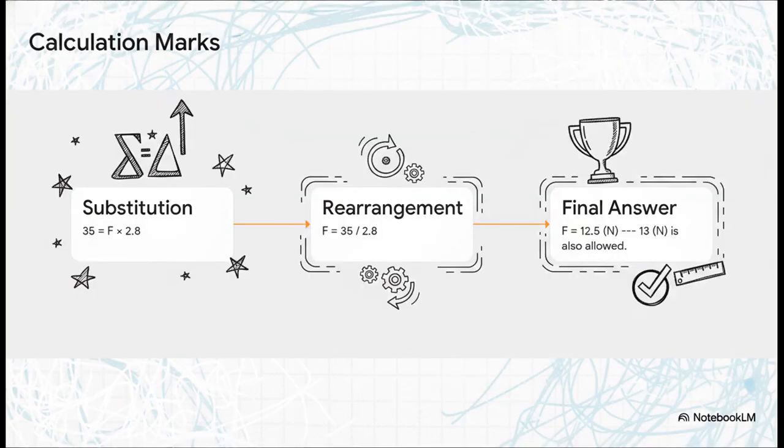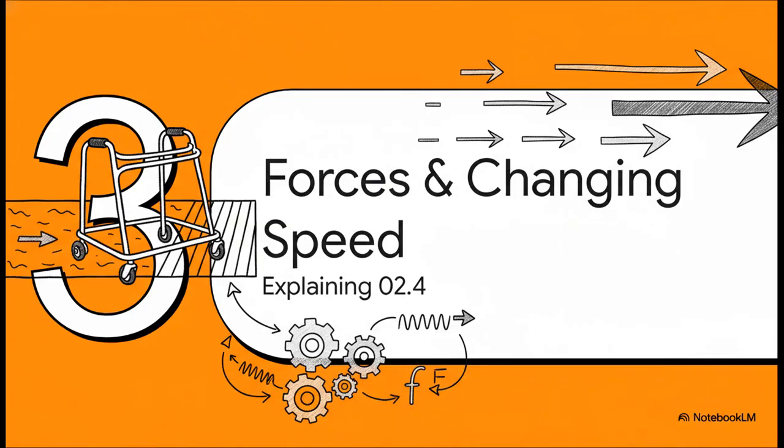And this is a fantastic breakdown of how they award marks for these calculation questions. You get a mark just for plugging the numbers into the right spots. You get another mark for rearranging the equation correctly to find F. And then, finally, the last mark is for getting that correct answer, 12.5 newtons. And check this out, the mark scheme even lets you have 13, so there's a little bit of wiggle room with rounding.